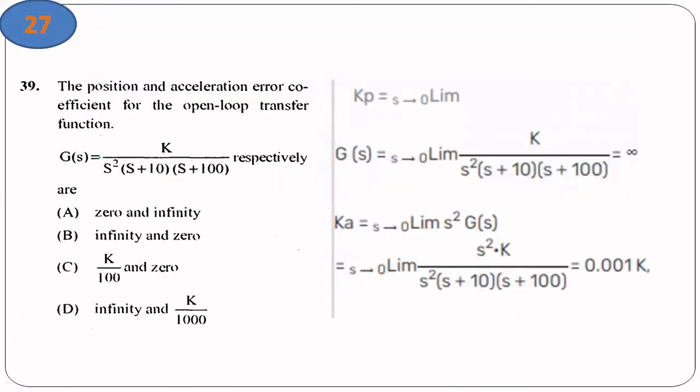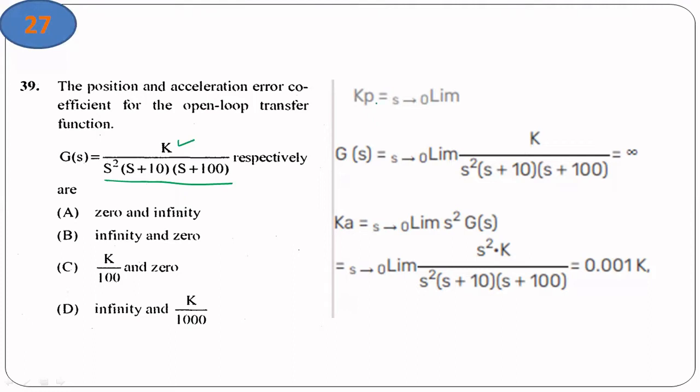So this question is again from the control systems subject. It says that the position and acceleration error coefficients for the open loop transfer function given over here, you can see that G(s) is equal to k divided by s squared into (s plus 10) into (s plus 100). So whether the position and acceleration coefficients are 0 and infinity, or infinity and 0, or whether they have any other value, that we have to determine.